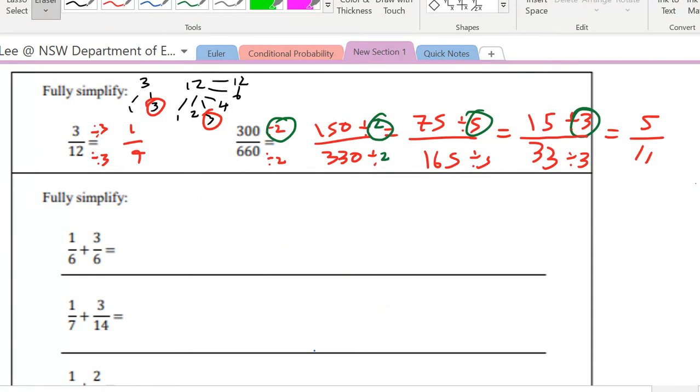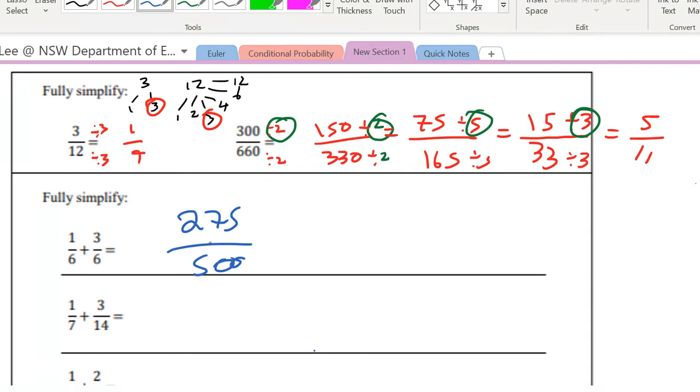I would like you to simplify 275 over 500. So pause the video and have a go at doing this, then I'll go over the solution very shortly. Okay, so hopefully you've done that now.